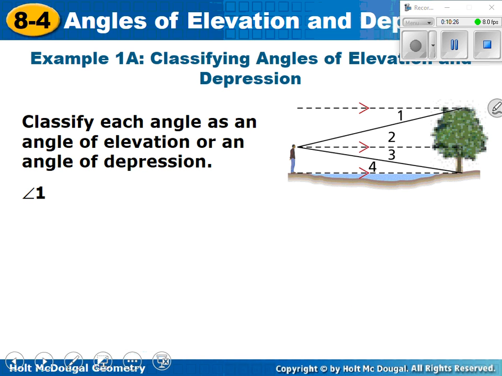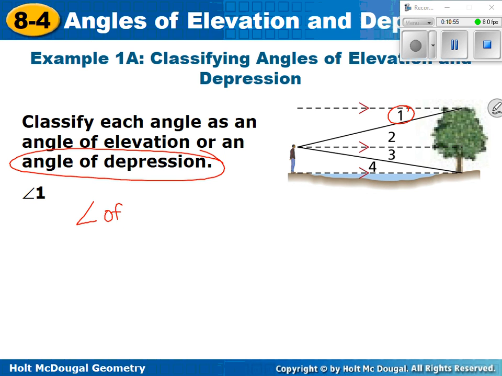But here's your first kind of problem. Classify each angle as an angle of elevation or an angle of depression. So when you look at angle 1, every time you're going from the horizontal. So to make angle 1 from the horizontal, do we go up or do we go down? Down. So this is an angle of depression. Make sure you put angle of, and don't just write the word depression. Depression is different than an angle of depression. So make sure that you put angle of, and then depression. Okay? So angle of depression.